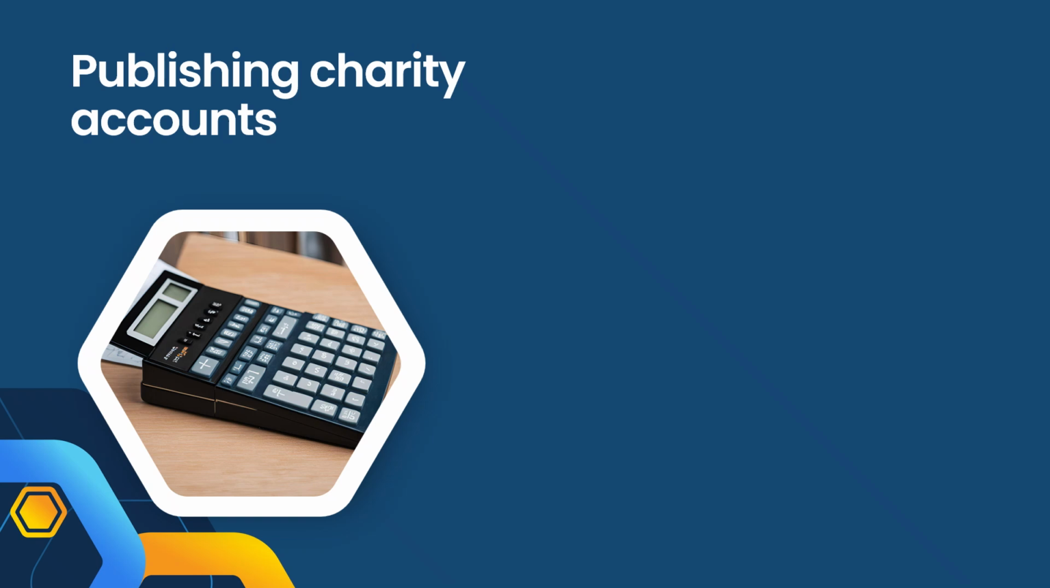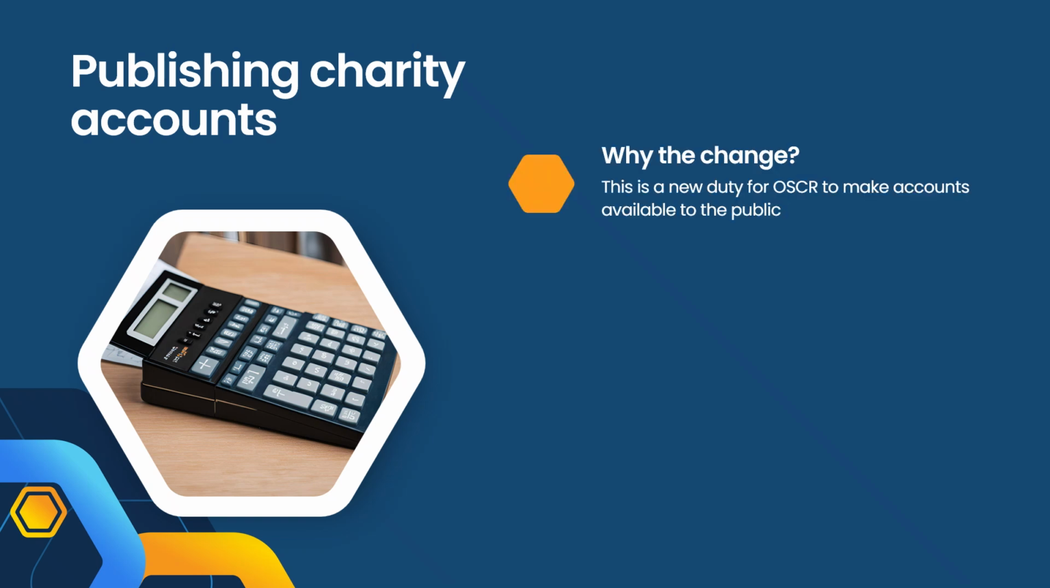Publishing charity accounts will still have to be done annually, but how they're presented is about to change. Why is this happening? It is Oscar's duty to make all accounts visible. In the past, some organisations were exempt, either because they were too small or they were a company and they weren't shown on the Oscar website. This is about to change.